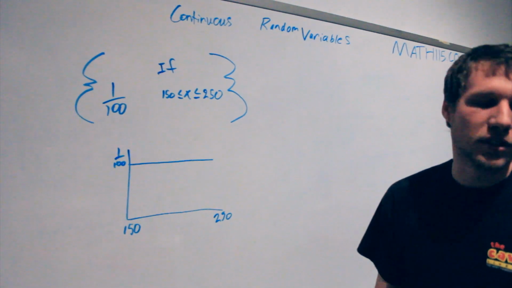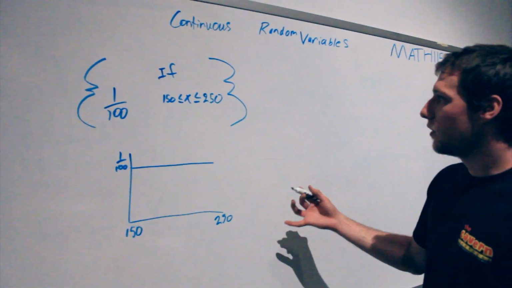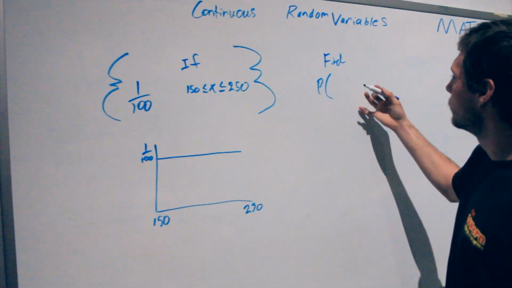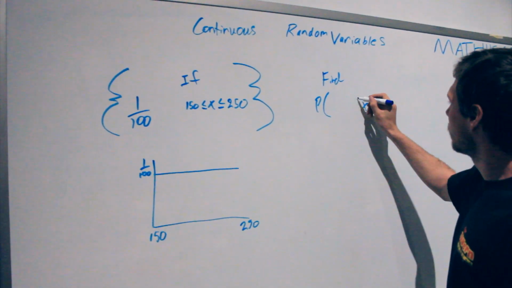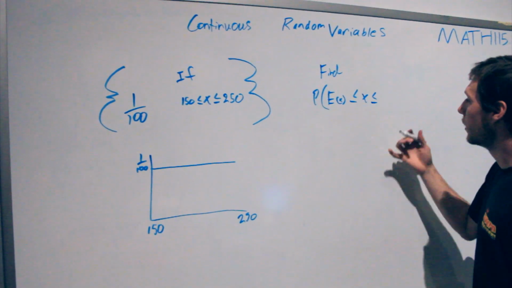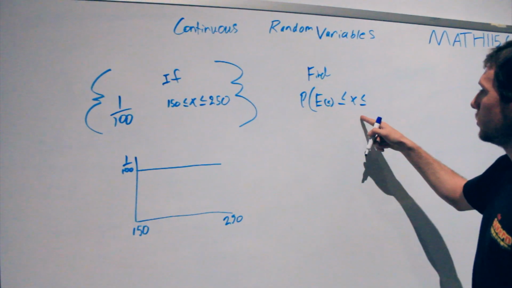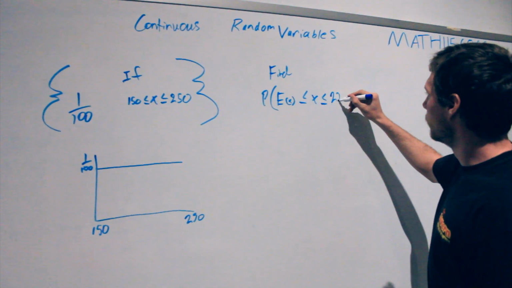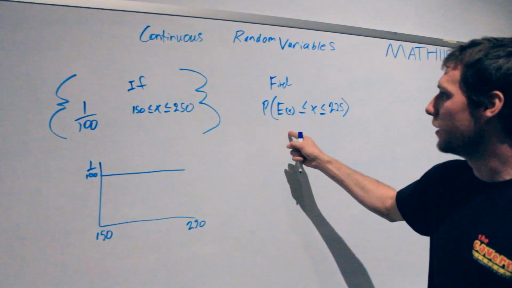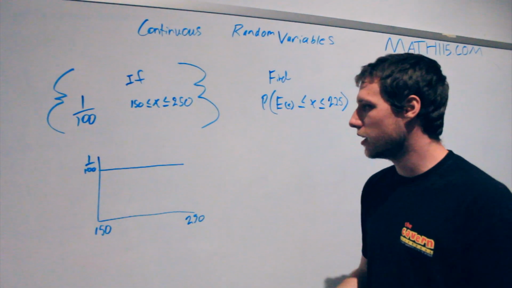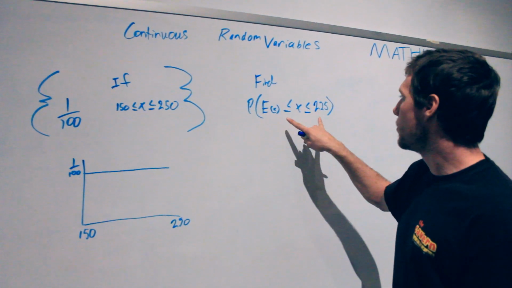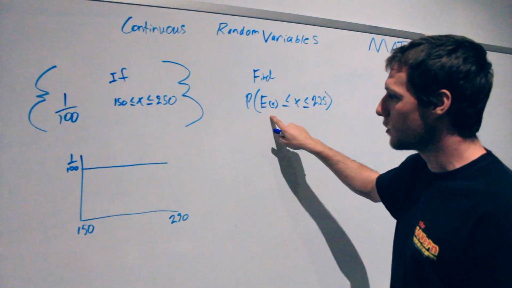Now, what we want to know in this case is the probability of E of x, which is the same thing as the average, being less than or equal to x, which is less than or equal to 225. So this is going to be a two-stage problem, because first we have to find out what the expected value, or the average, is for this uniform random variable, and then we want to find the probability between those 2 points. So first let's find this point.